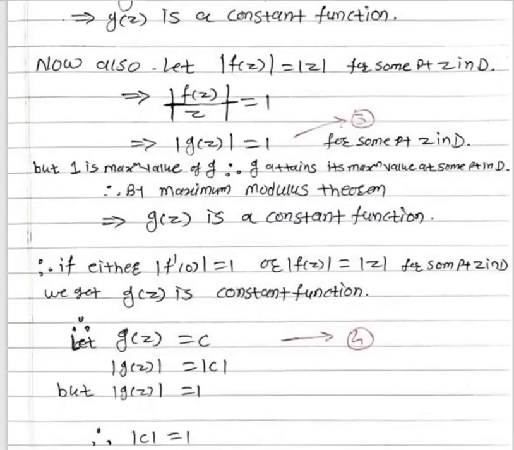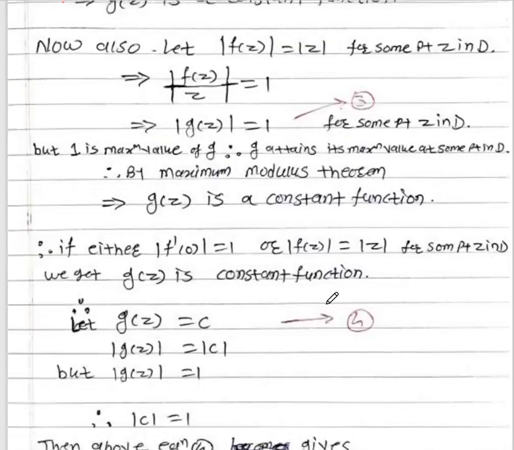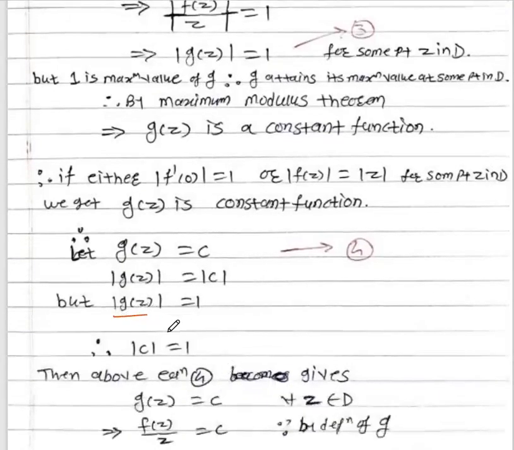Okay. Now we will prove the last part, the second part of this theorem. If either mod f dash of 0 equal to 1 or mod f of z equal to mod z for some point z in D, then g of z is a constant function. We already saw this in the earlier part. So let us consider the constant function g of z equal to c. Taking mod on both sides, we get mod g of z equal to mod c. But we have already seen from equation number 3 that mod g of z is 1. So putting this in, we get mod c equal to 1.